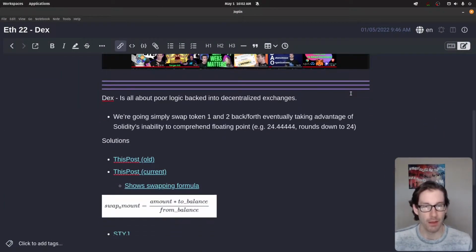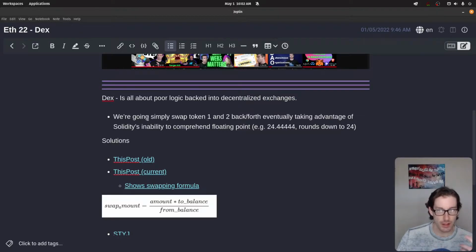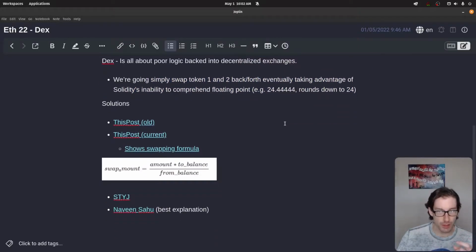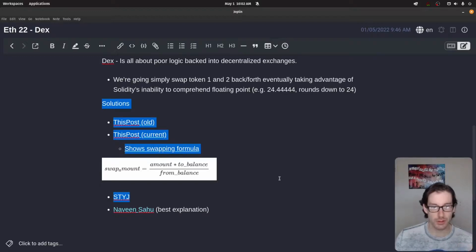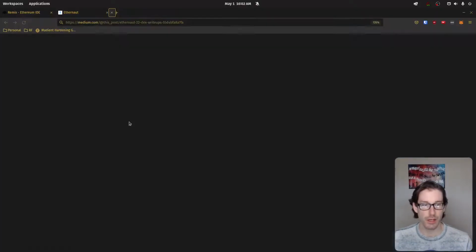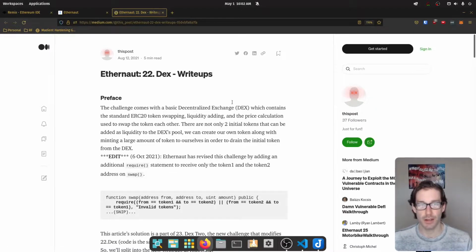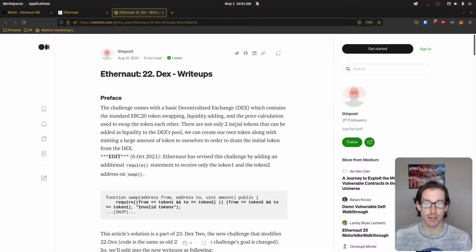Alrighty, so this is basically me explaining the thing I've already explained. This is something we'll get into later on, and here's some solutions. So the solutions I came across, there's a few. This post had multiple solutions again. This one was an outdated solution because apparently this challenge historically, back in August 2021, they've updated it since.